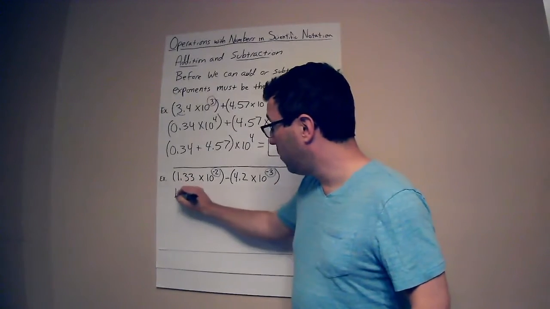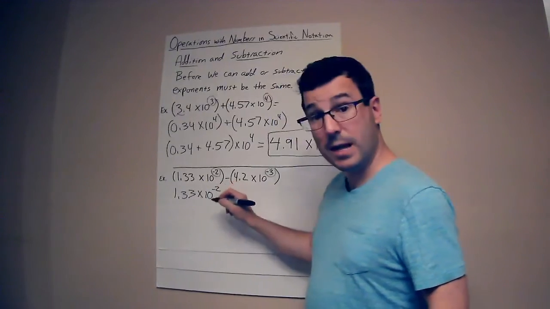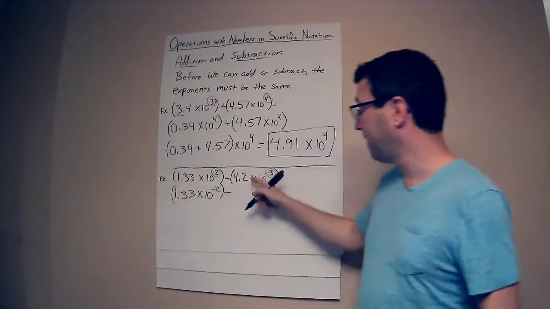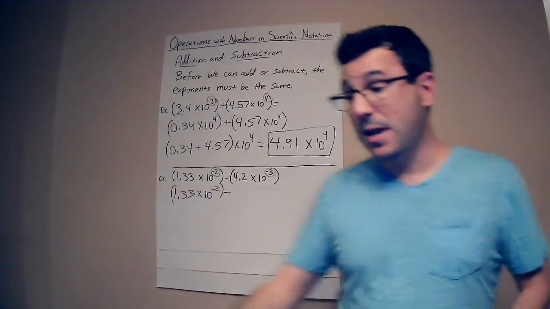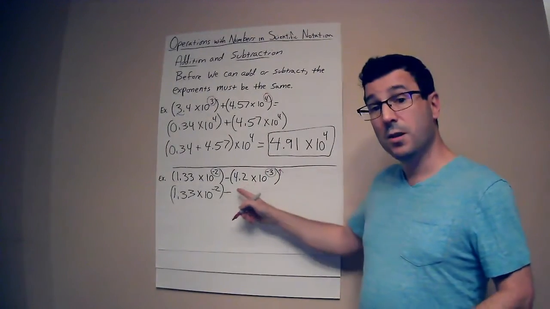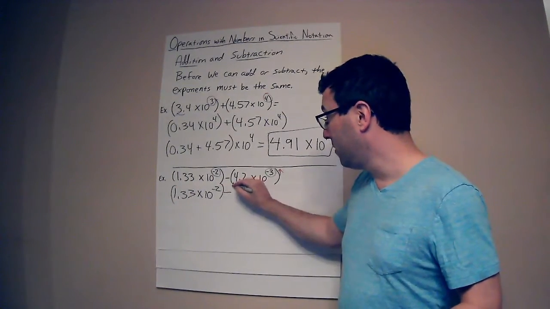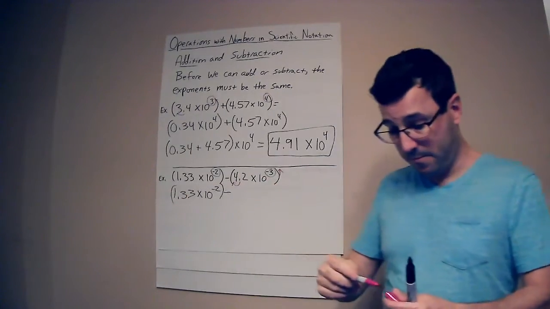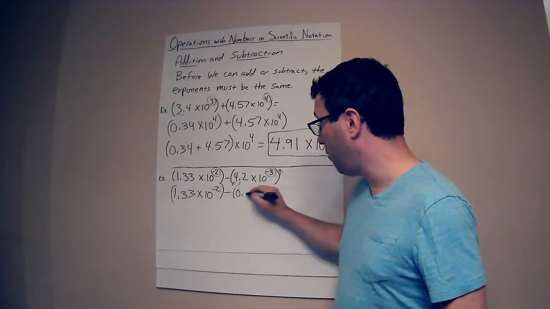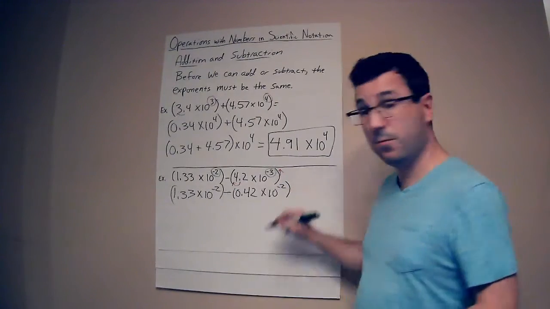So this is going to stay the same, 1.33 times 10 to the negative 2, minus, now again, in order for me to make this number bigger, this has to increase by 1, so I have to make this smaller by a factor of 10. I have to divide it by 10. So my decimal is going to, again, move to the left. So I'm going to have now 0.42 times 10 to the negative 2.